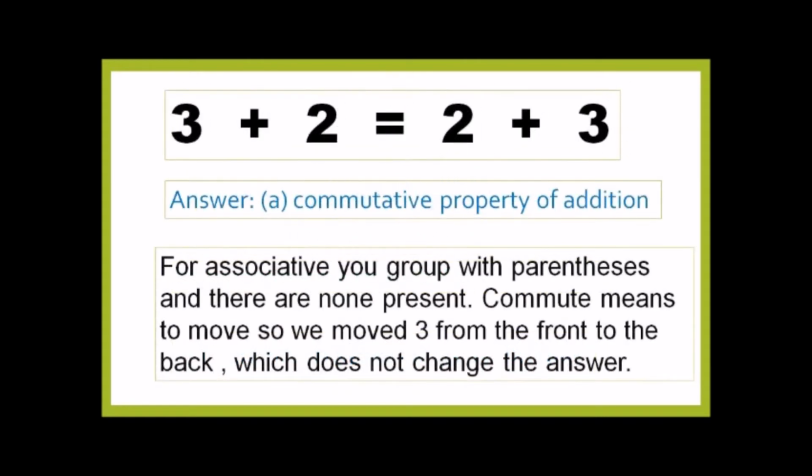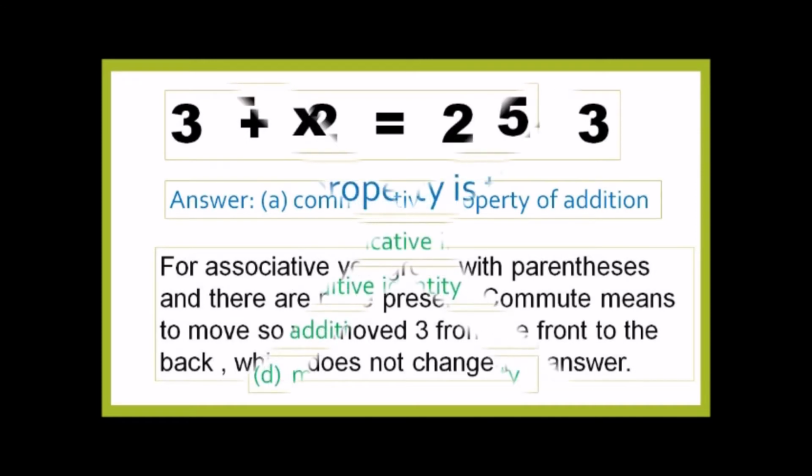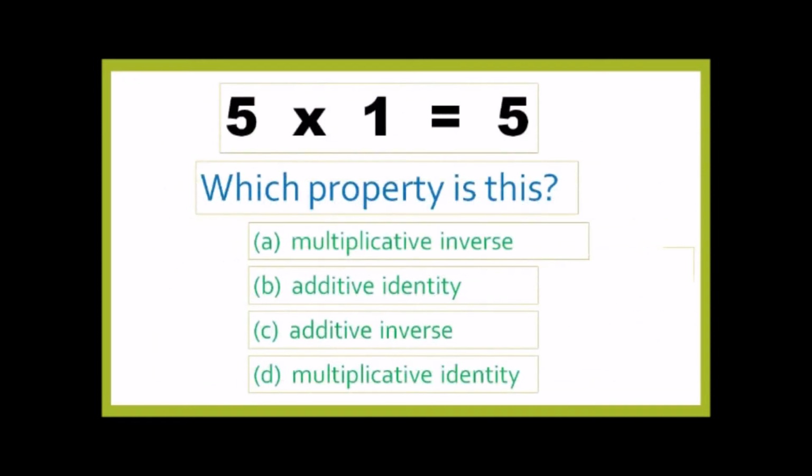Here we go. The answer is A, commutative property of addition. For associative, you remember you would have to have parentheses and there are none. Commute means to move, so we have 3 plus 2. Once you switch it around and make it 2 plus 3, it's the same thing. So 3 plus 2 is 5, 2 plus 3 is 5. It's the same answer you're going to get no matter how you switch the numbers around. So it's commutative. Remember, commute means to move. You can move them around and you would still get the same answer once you are adding.